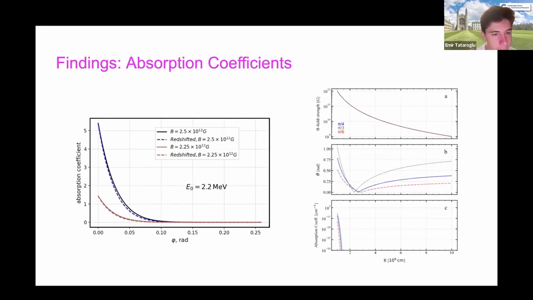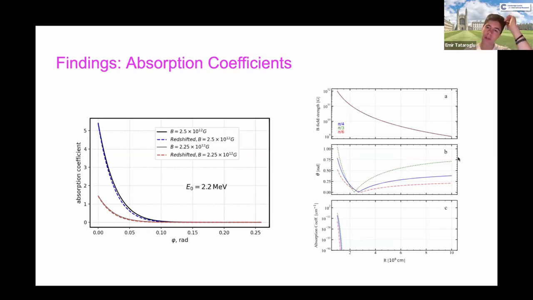And you see that the vast majority of the absorption is concentrated within 0.10 radians of the initial trajectory, which tells us that the absorption happens at the very start of the trajectory. After the photon propagates for less than a millisecond, all the absorption is done, because the magnetic field is proportional to 1 over r squared. So it's an inverse square law.